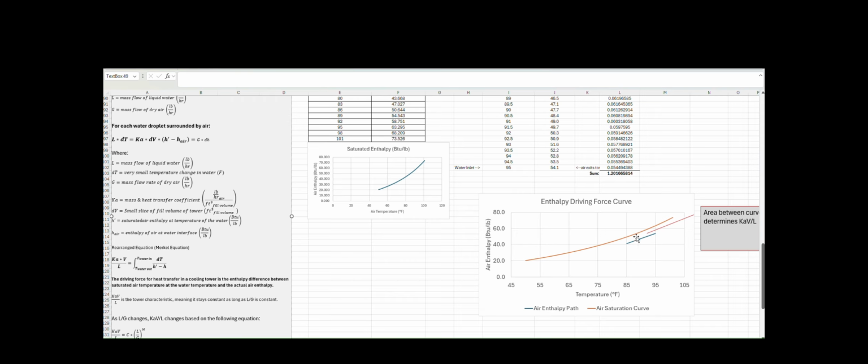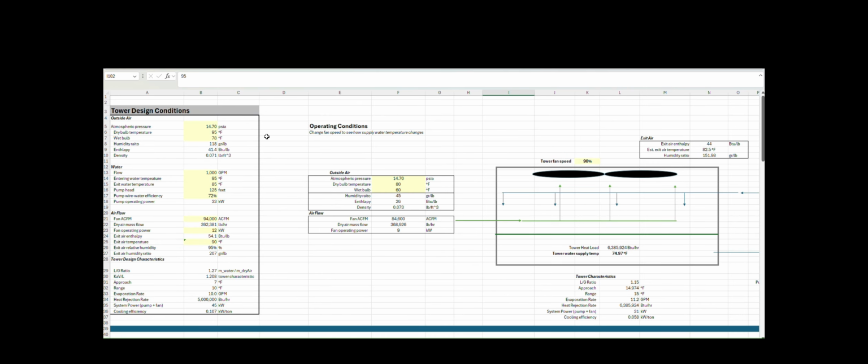And it looks like this on this curve here. So this orange line is this same air saturation curve, but it's just zoomed in a little bit. And then this blue line here is our enthalpy path of our actual air. So our outside air starts here, and then as it goes through the tower, it's going to linearly increase its enthalpy until it exits the cooling tower. And so I made this chart by starting with our temperature of water going through the cooling tower. We know that it enters at 95 degrees because that's what it's rated to do, and then it's going to exit at 85.